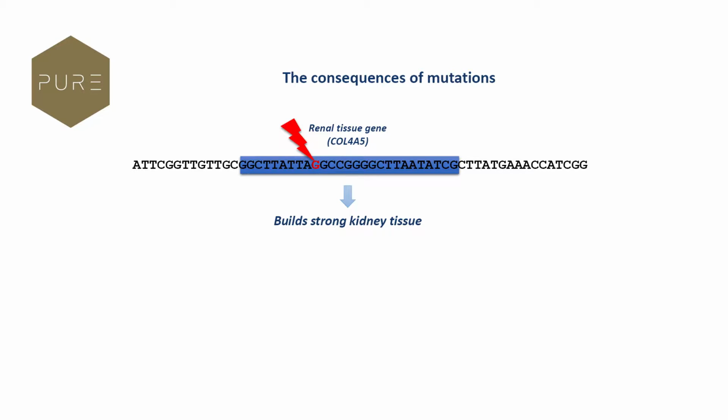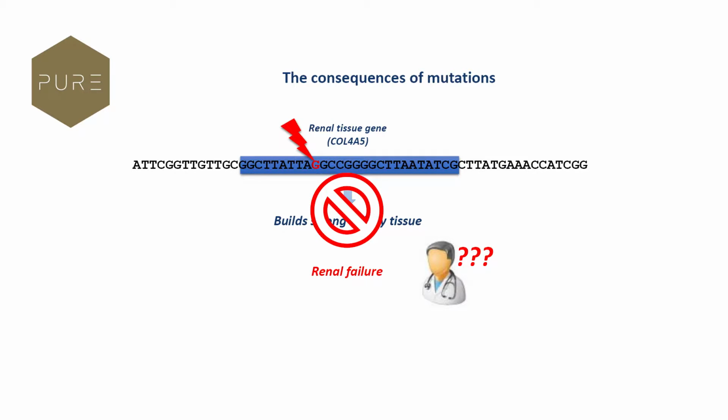And then we lose the information of how to build strong kidney tissue. And in the case of this gene called COL4A5, the person will have progressive renal failure, so the kidneys start to fail. A doctor will see progressive renal failure in usually a young person and will ask, why is this happening?